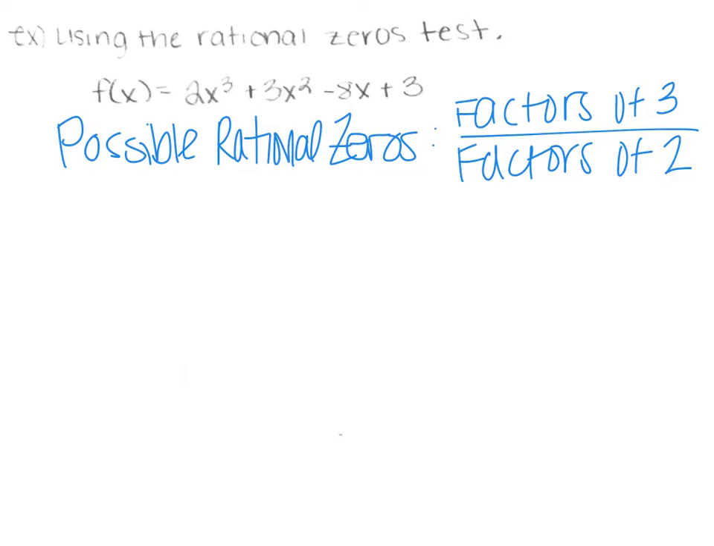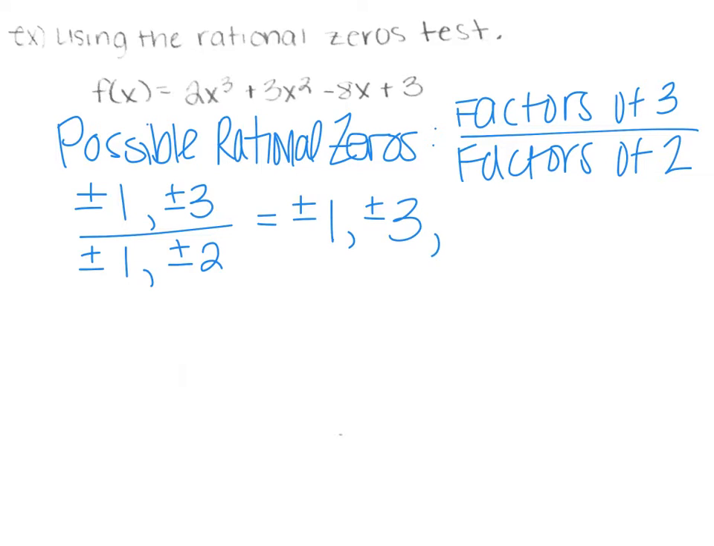So fortunately for us, we either get plus or minus 1, comma, plus or minus 3 over plus or minus 1, comma, plus or minus 2. So we either get 1 over 1, so plus or minus 1, 3 over 1 will get us plus or minus 3. And then 1 over 2, plus or minus 1/2, and 3 over 2 will give us plus or minus 3/2. So we can go ahead and test one of these.